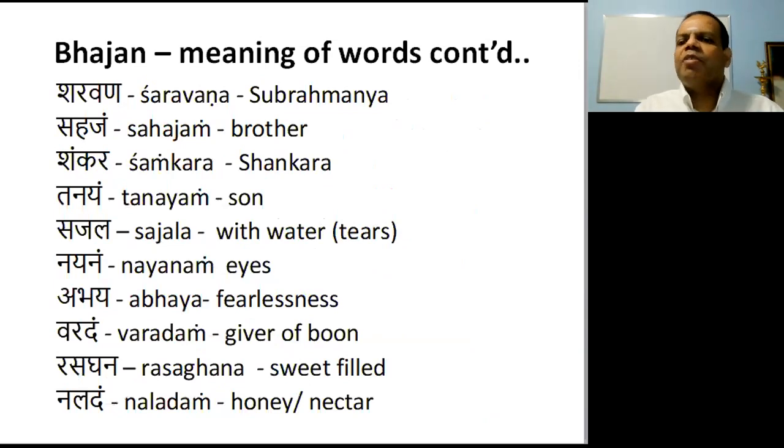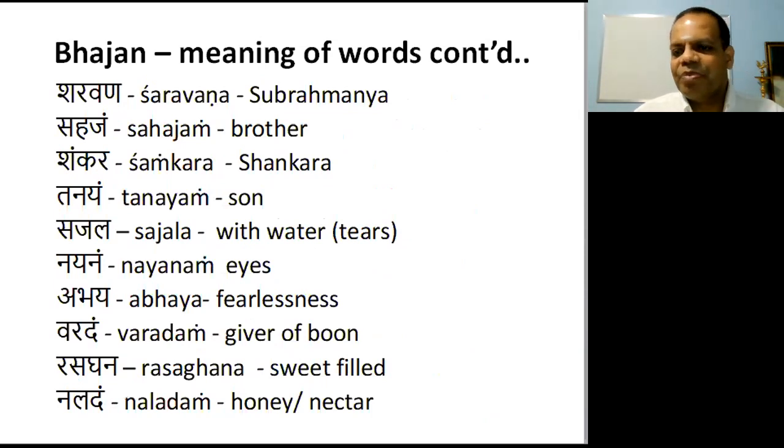Next one is Sharavana. Sharavana is another name for Subramanya or Murugan, as he is called in Tamil. Sharavana Sahajam. Sahajam means, again the word Saha comes here. Saha Udara: one who shares the same stomach, one who is born through the same mother. Okay, Sahajam means brother. Sharavana Sahajam.